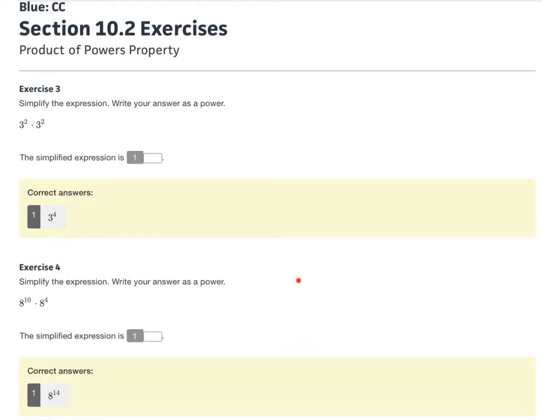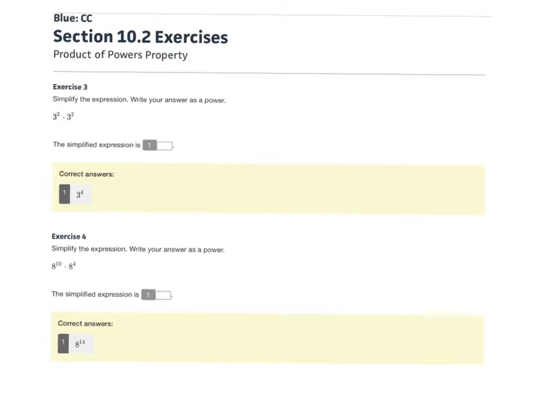So if we look at the very first one, it is telling us to simplify the expression, write as power. So we've got 3 to the second times 3 to the second, and because it's multiplication and the bases are the same, this is going to be 3 to the 2 plus 2, which is 3 to the 4th.